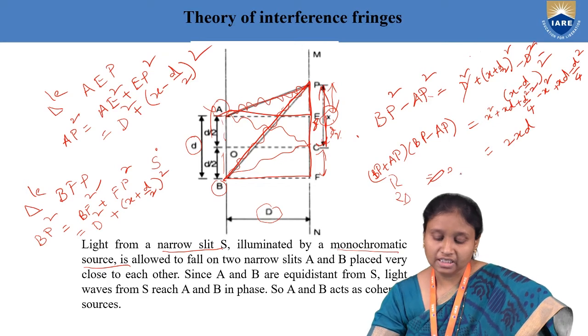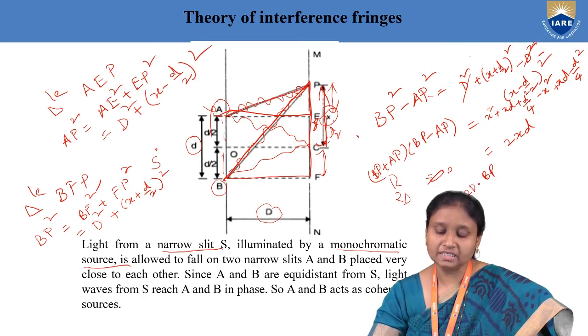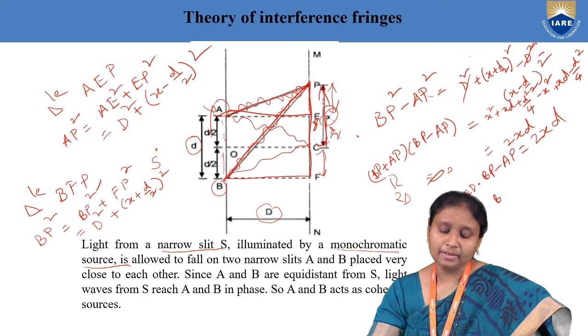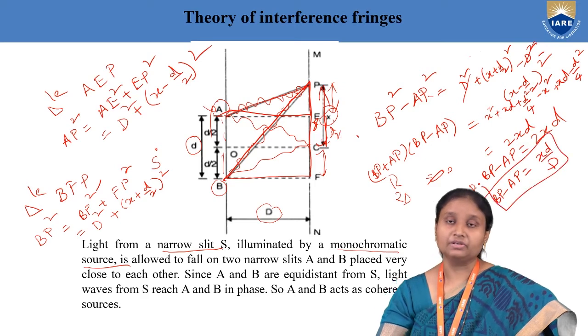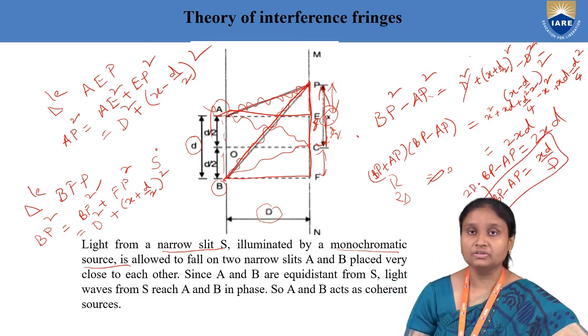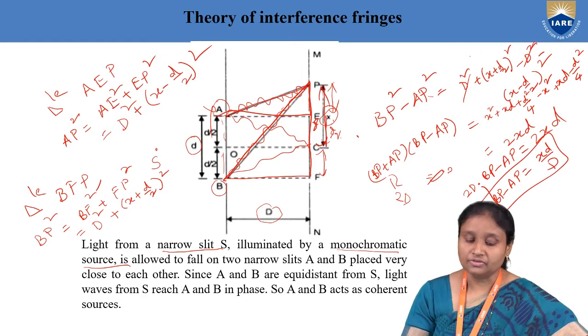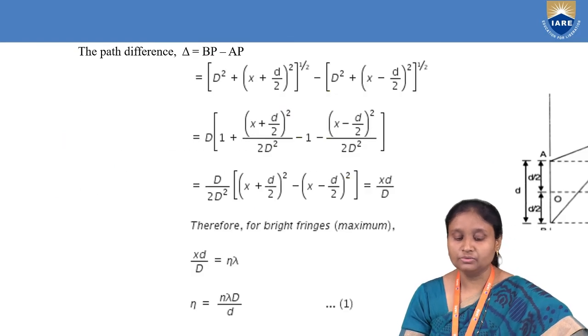Okay. So if I take this as 2D into BP minus AP, it is equal to 2XD. So we end up having path difference as xd by capital D. This is our path difference. So we are able to get path difference between these two waves. So once we know the path difference, in this slide we try to do it.